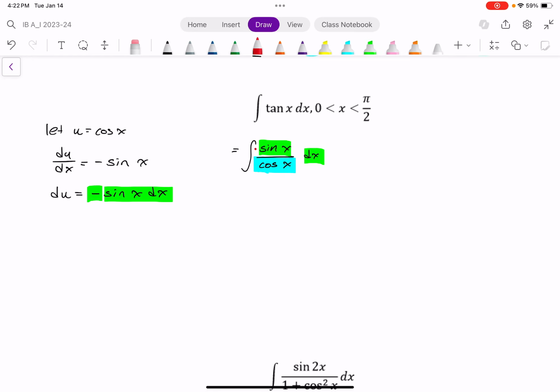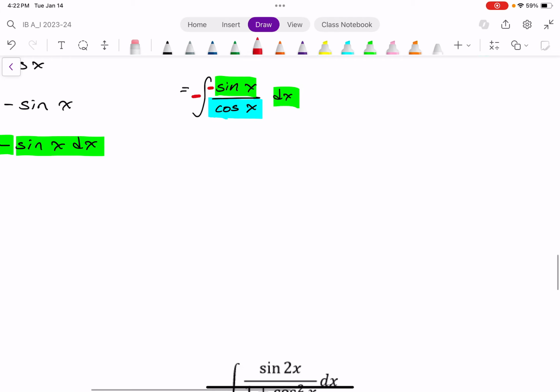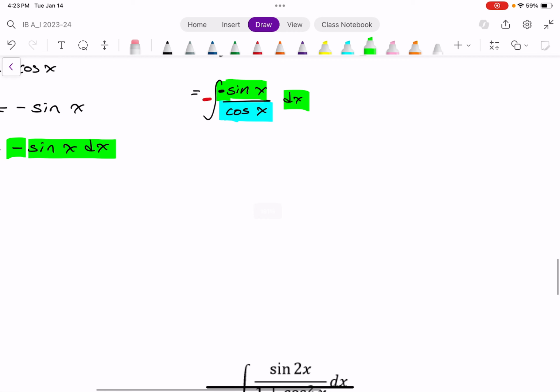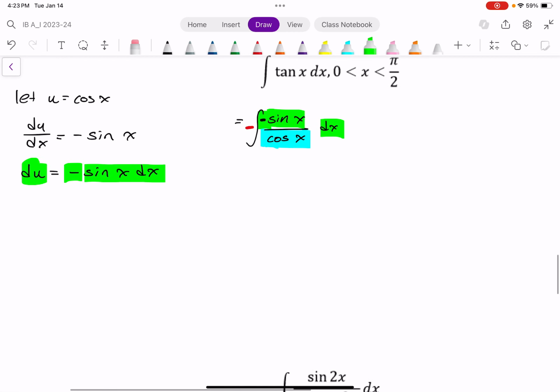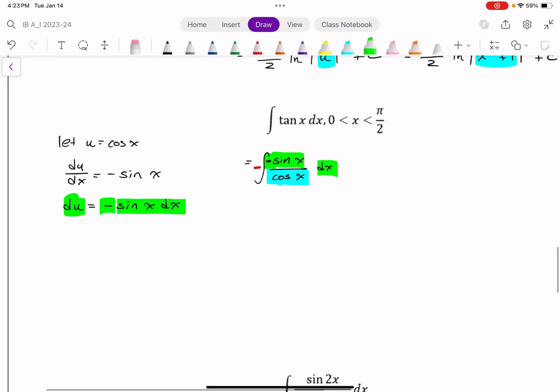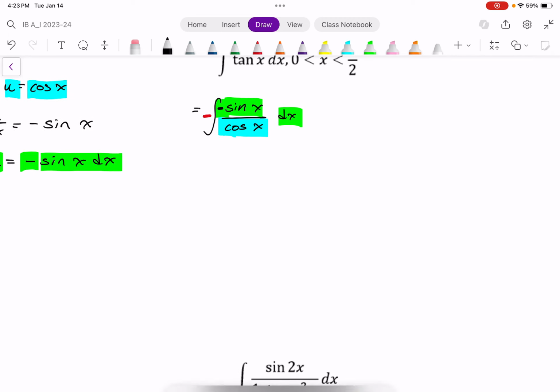So again, like I said before, I can squish in a negative there if I just squish in a negative here. Negative times a negative is a positive. And now, everything highlighted in green is equivalent to du. Everything highlighted in blue is equivalent to just u. So I can now write this as minus the indefinite integral of 1 over u times du.